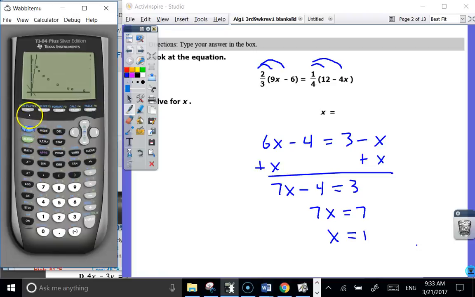That's the wrong graph. Let me do this. Second, y equals. Zoom 6. There's one line, there's the other. Again, how do you find the intersection point? Write these steps down for yourself. Second, trace, 5. And then what? Enter, enter, enter. And the x value is the answer.